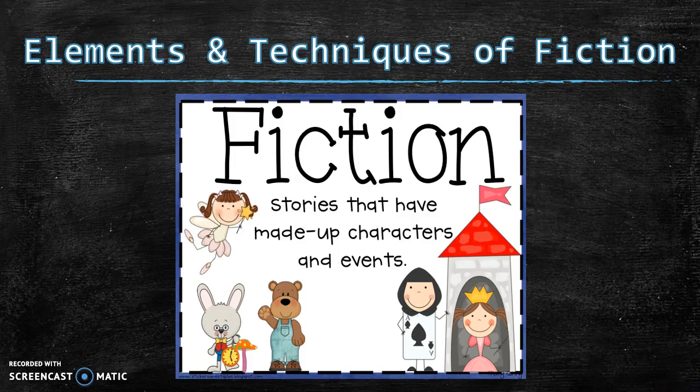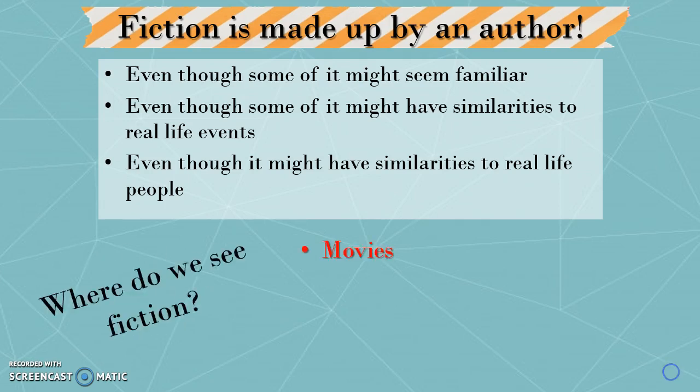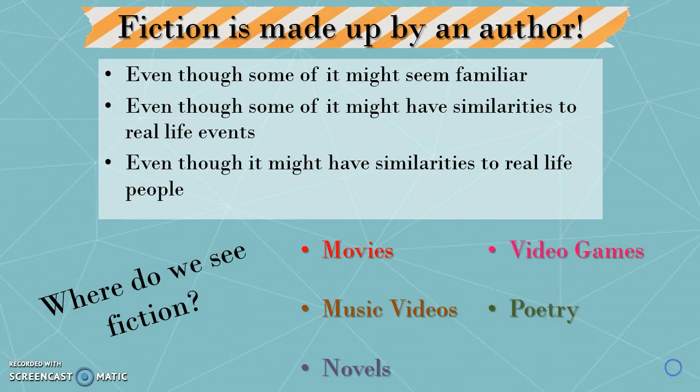Fiction is stories that have made up characters and events. Fiction is made up by an author, even though some of it might seem familiar, even though some of it might have similarities to real life events, and even though it might have similarities to real life people, it is totally made up. So where do we see fiction? In movies, music videos, novels, video games, poetry, and drama.